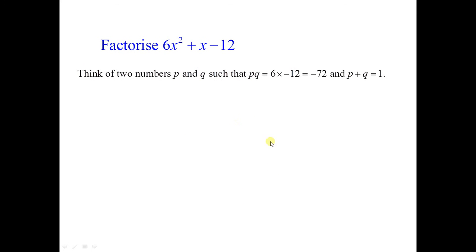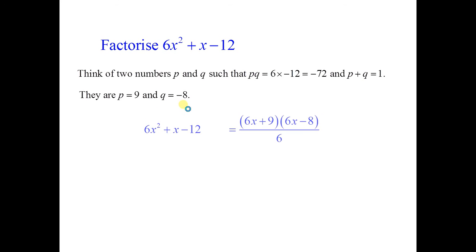Another one. Try this one. Think of two numbers that multiply to give minus 72. 6 times minus 12. They multiply to give minus 72 and add to give the number in front of the x, which is a 1. So two numbers that multiply to give minus 72 and add to give 1. Here are the two numbers, 9 and minus 8. Put them into the brackets.